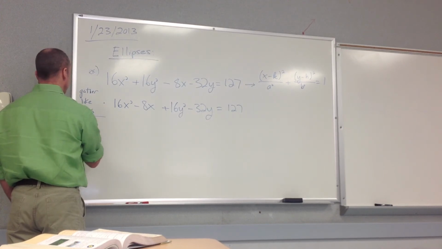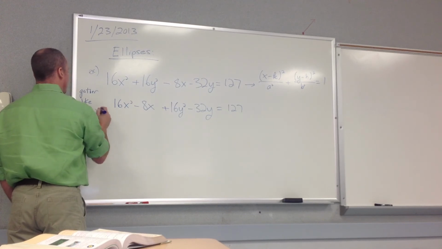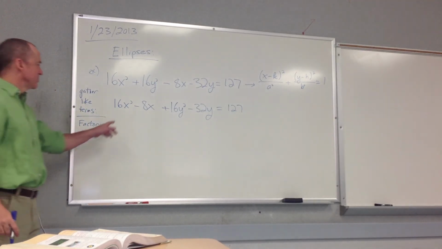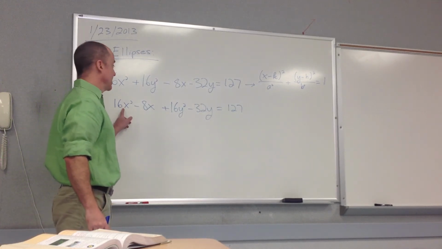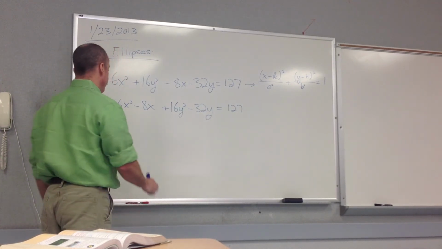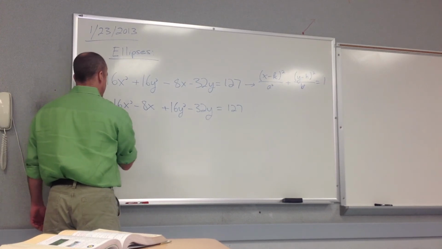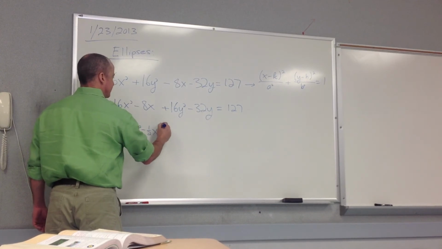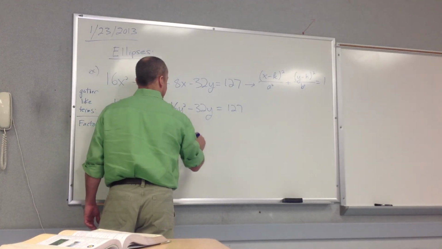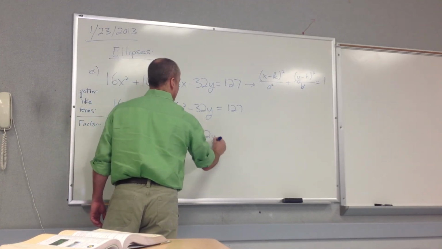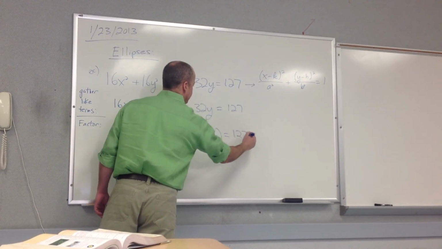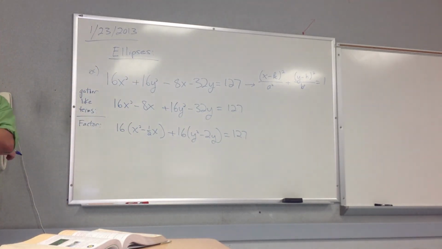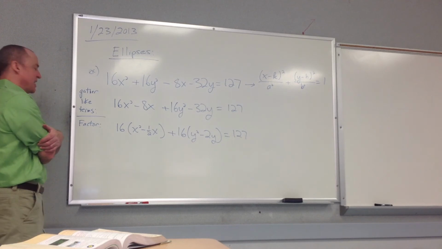Step 2, factor. What we're about to do only works if x squared is by itself and y squared is by itself. Oh, this one's going to be ugly. So this needs to become 16 times (x squared minus 1/2 x) plus 16 times (y squared minus 2y) equals 127. Any questions on that in the 3 minutes I have?